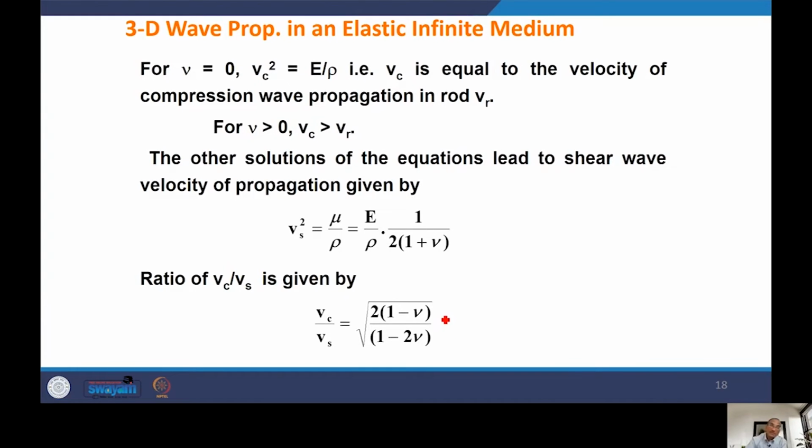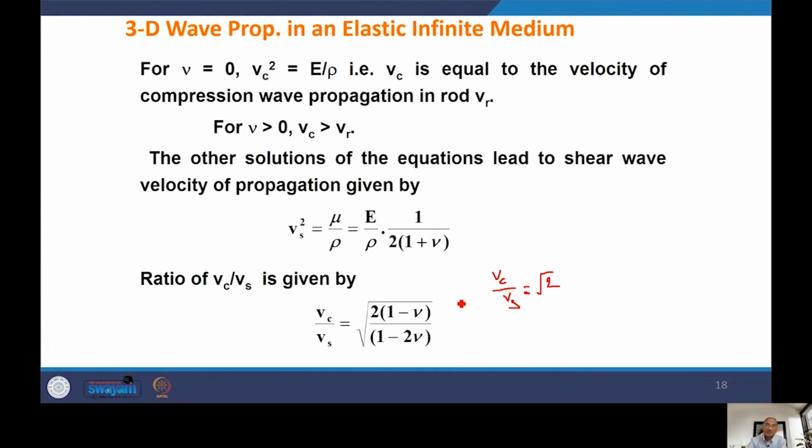Now this ratio Vc by Vs is given by this relation. You could see that for mu equal to 0, this ratio comes out to be square root 2. So that means for any case, Vc will be at least 1.41 times Vs. The minimum value of Vc by Vs comes out to be root 2, and when the value of Poisson's ratio increases, it will increase exponentially. You could see that especially when mu equals 0.5, this becomes infinity. So these things we will discuss again.